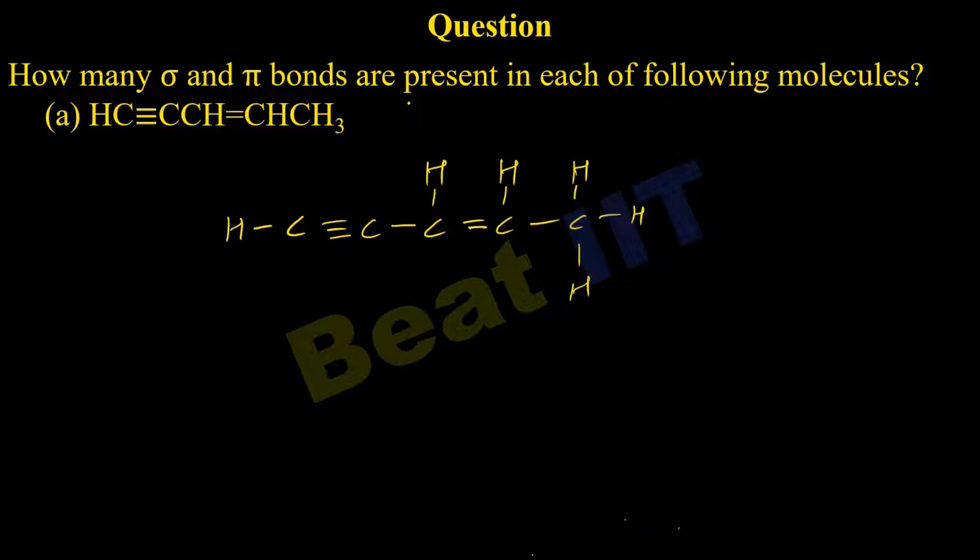Now I need to count all the bonds here. Remember, in a double bond there is one sigma bond and the rest is pi bond. In a triple bond there is one sigma bond and the rest 2 are pi bonds. So if I count the sigma bonds only, there will be only one sigma bond, whether it is a triple bond or a double bond. So the number of sigma bonds here: 1, 2, 3, 4, 5, 6, 7, 8, 9, 10. Total 10 sigma bonds.